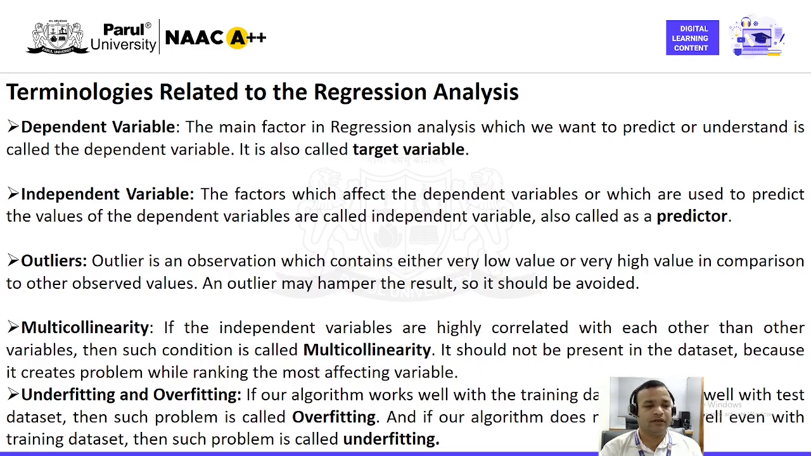Multicollinearity. If the independent variables are highly correlated with each other, then such a condition is called multicollinearity. It should not be present in the data set because it creates a problem while ranking the most effective variable.